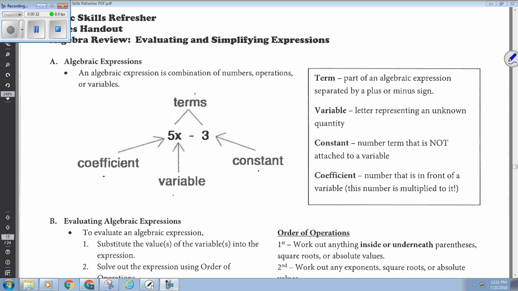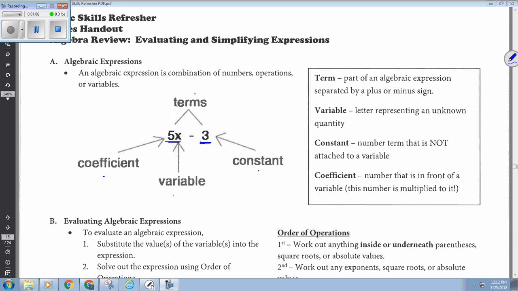Terms are parts of an algebraic expression separated by a plus or minus sign. So those you have 5x and you have the minus 3, that's two terms. Variable represents an unknown quantity, so that's x. Constant is the number term that is not attached to a variable. So this 3 is the constant. Since there's a minus sign in front of it, it would be considered a negative 3.